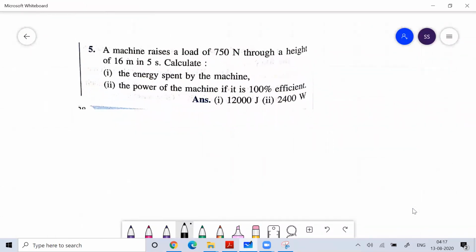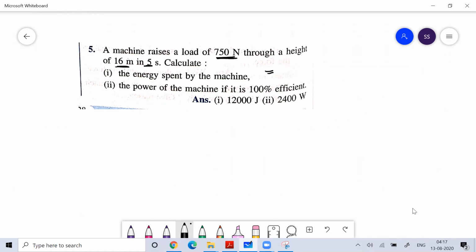Now we'll do question number 5. A machine raises a load of 750 Newton through a height of 16 meter in 5 seconds. Calculate the energy spent by the machine. Energy and work both mean the same thing.